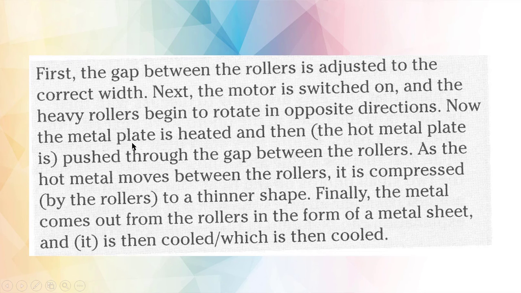Now the metal plate is heated and then the hot metal plate is pushed through the gap between the rulers. As the hot metal moves between the rulers, it is compressed by the rulers to a thinner shape. Finally, the metal comes out from the rulers in the form of a metal sheet, which is then cooled.